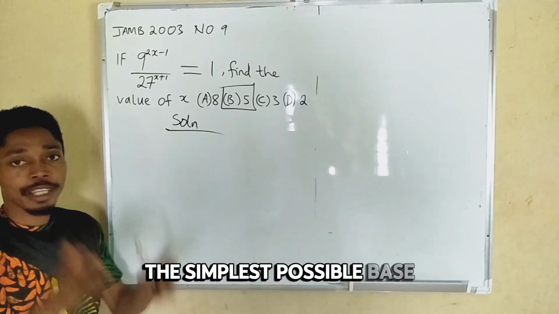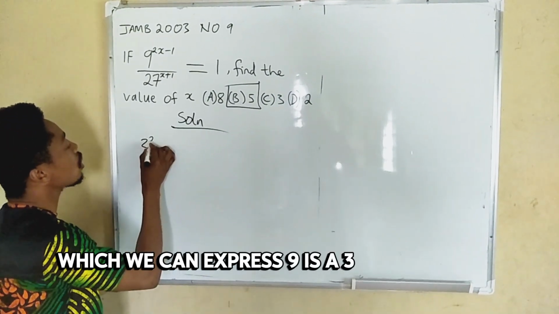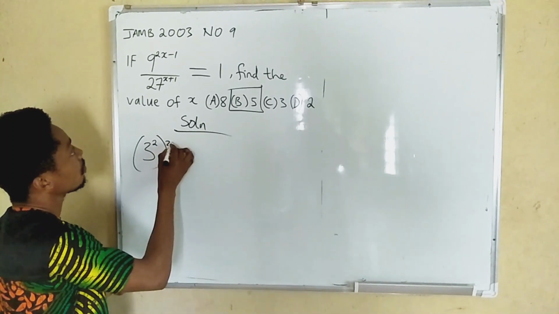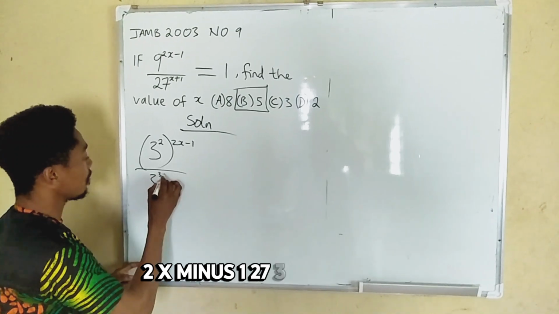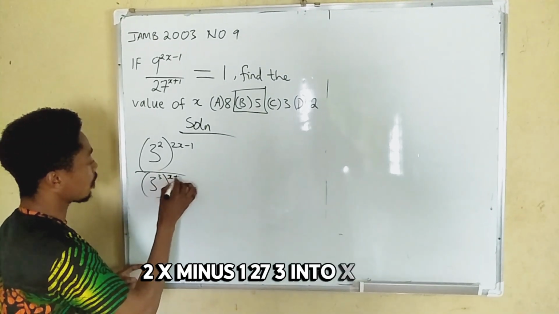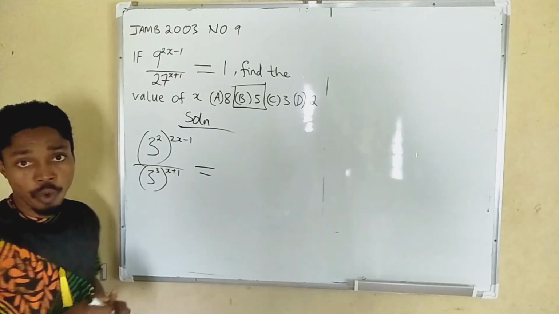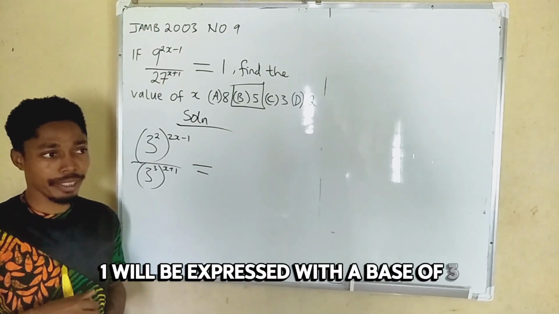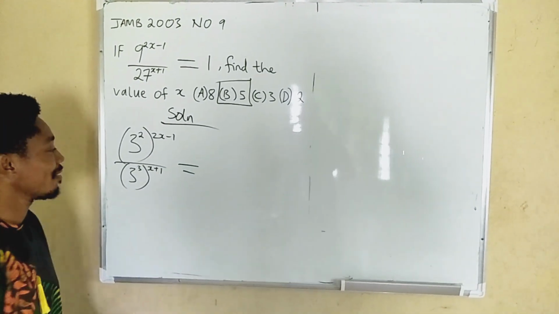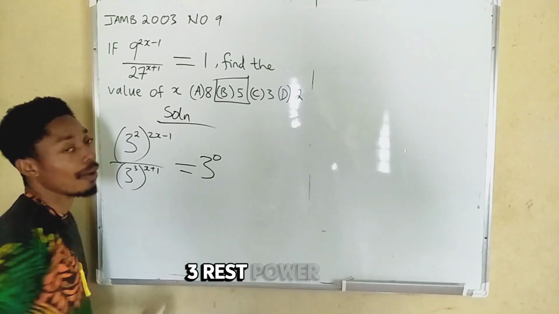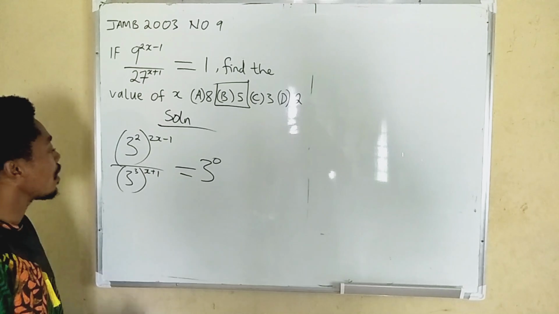The simplest possible base in which we can express 9 is 3 raised to the power 2x minus 1, 27 is 3 raised to the power 3 into x plus 1. And on the strength of this basis, 1 will be expressed with a base of 3. The only way we can express 1 with a base of 3 is by saying 3 raised to the power 0. Because any number raised to the power 0 is 1.